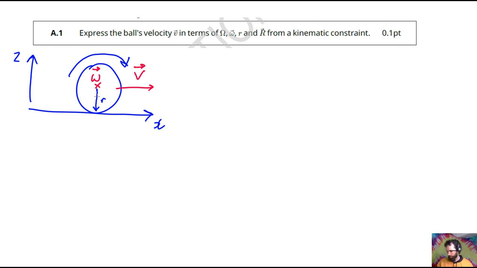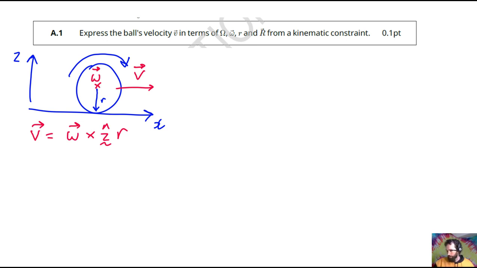I think this is something that a lot of people have hopefully seen before. So in this particular case, we're going to get that V is omega cross ZR. Now let's just double check that our directions are correct. So if we apply the cross product, indeed I get the direction of V illustrated in the diagram.